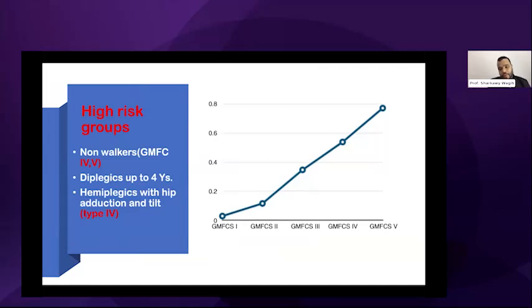This graph shows how type 4 and type 5 are the most common categories that have hip problems. Diplegic patients sometimes have them after adolescence. Hemiplegic type 4, they also have hip problems.